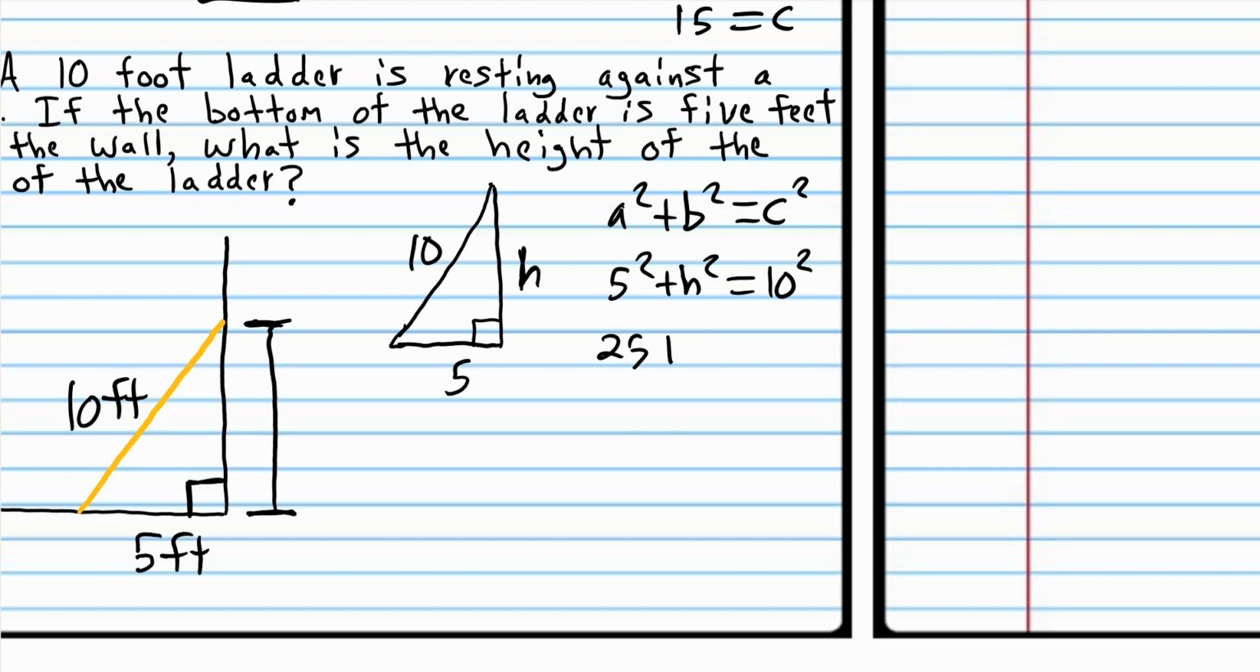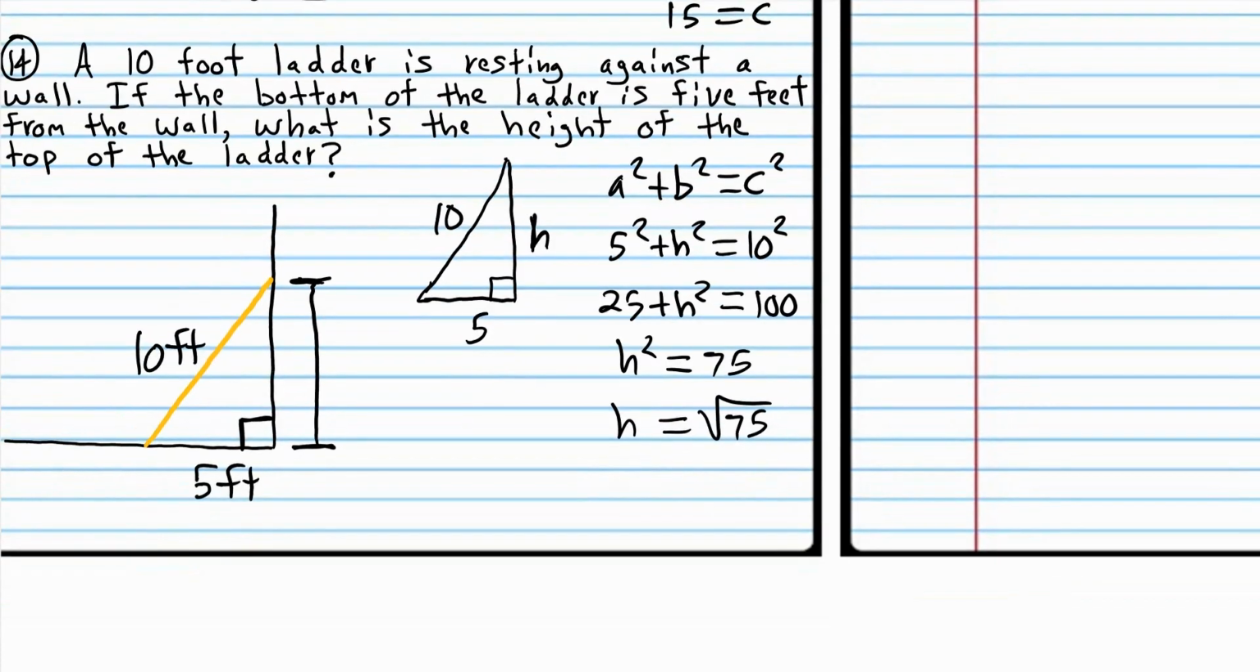5 squared is 25. 10 squared, 10 times 10, is 100. Subtract 25 from both sides, and you get 75. Square root both sides. And I'm not going to show the square rooting on both sides. Now we have a perfect square in 75, so I'm just going to factor it to 25 times 3. And then we can pull out the perfect square. Square root of 25 is 5, and then we just leave the 3 there.